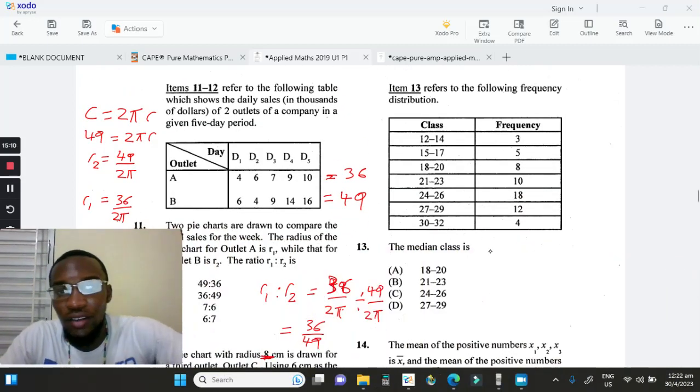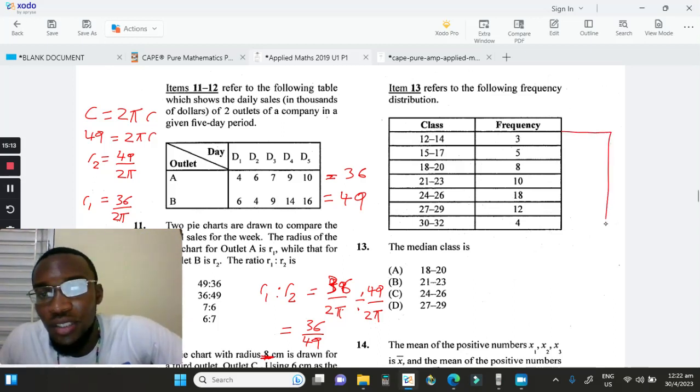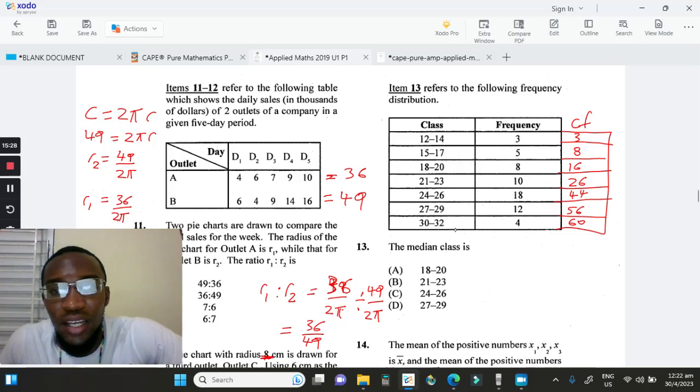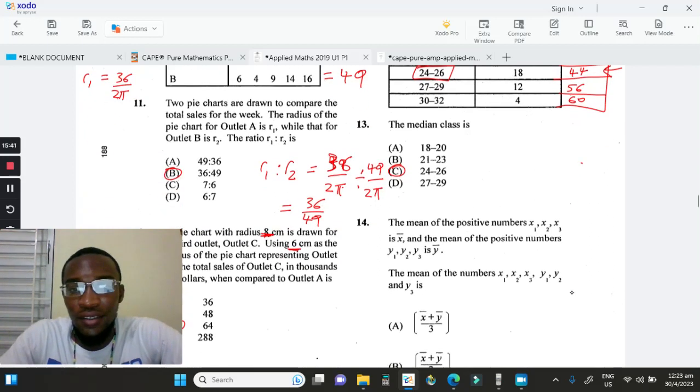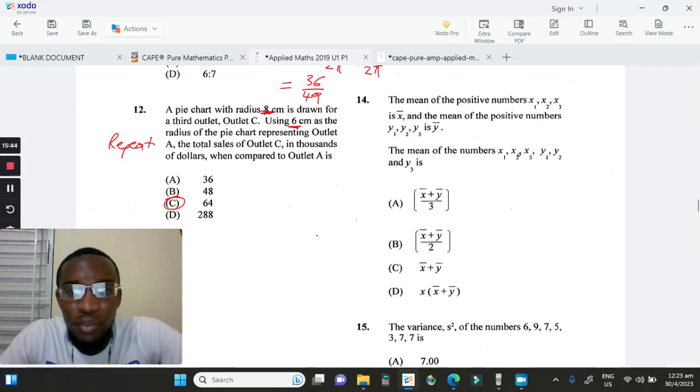Number 13, the median class. Best way to do this is to create the column that says cumulative frequency. 3 plus 5, 8, 8 and 8, 16, 16 and 10, 26, 26 and 18, 44, and 12, 56, and 4, 60. Now the median class, since it's 60, we need, where is 30? Where's 31 at? That's in this class. That's 24 to 26. Option C.